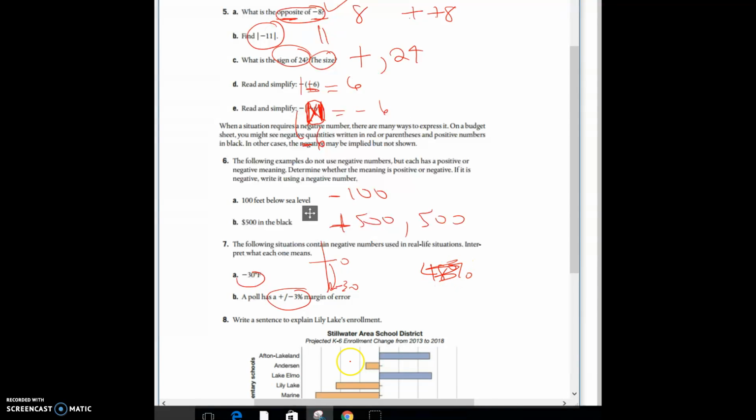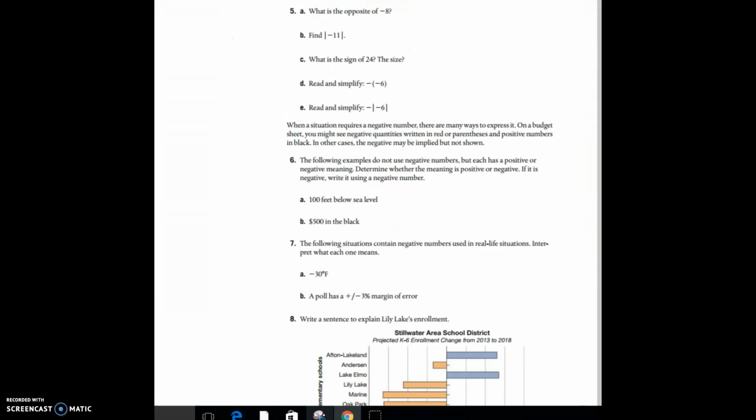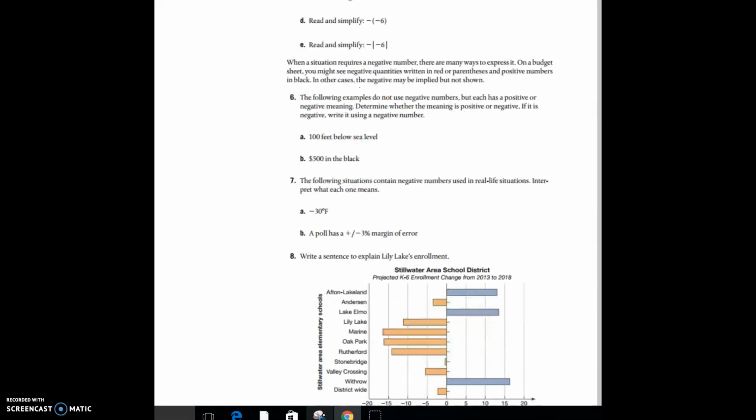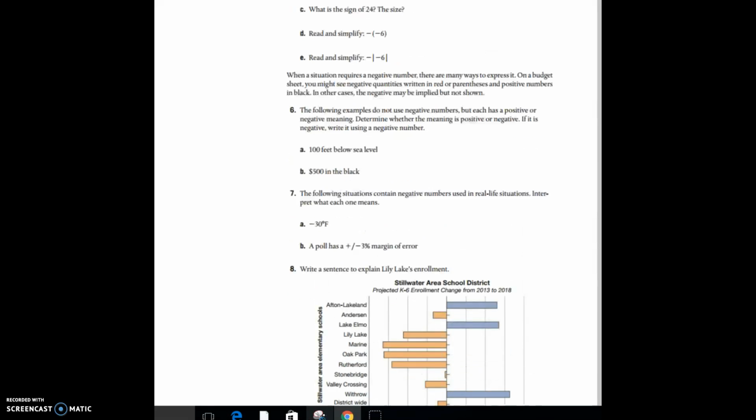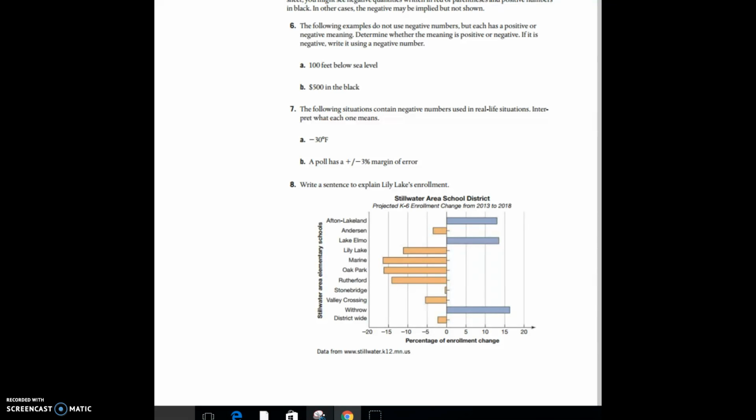All right, and then this last one, I ran out of space. Let me see if I can scroll down. There we go. Look at this graph. It says, write a sentence to explain Lily Lake's enrollment. Lily Lake is right here. Between the years of 2013 and 2018, they saw a drop of about 12%, because here's -5%, -10%. So their enrollment dropped about 12%.